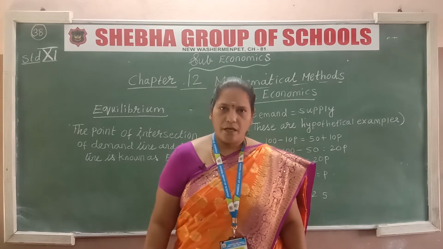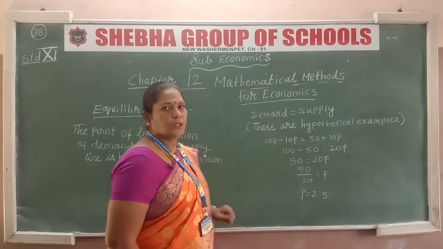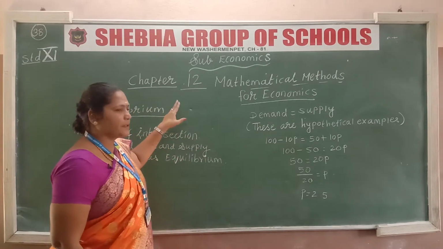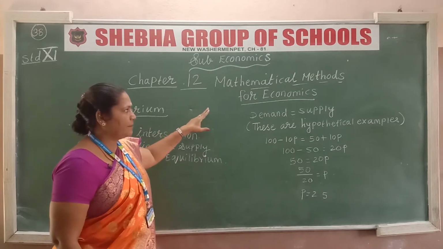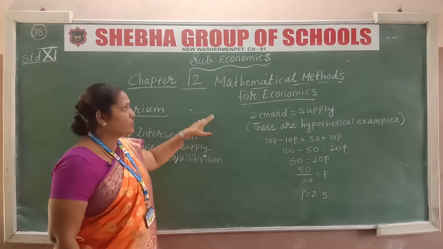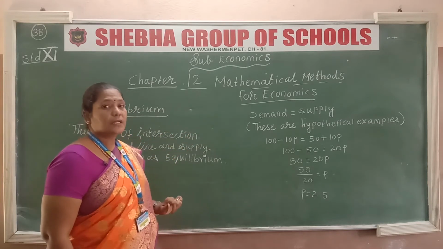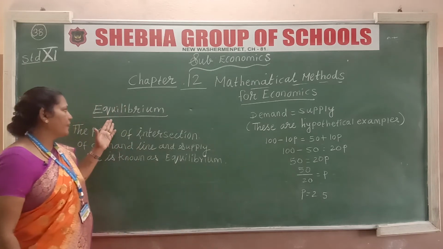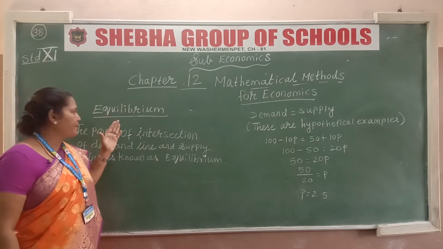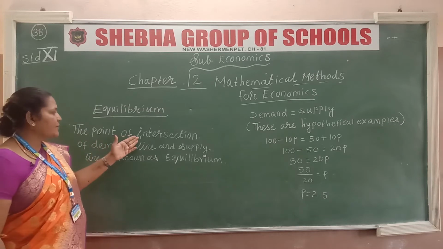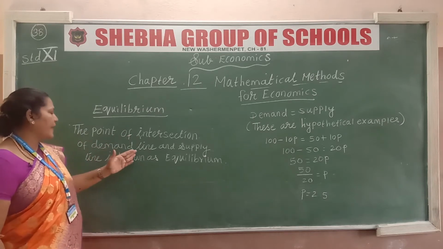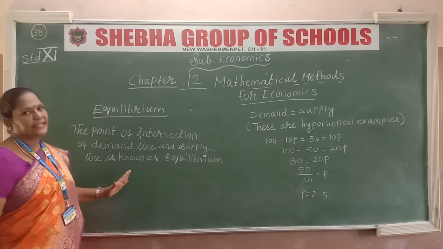Our subject is economics. So today we are going to see chapter 12, mathematical methods for economics. In these mathematical methods for economics, we are going to discuss equilibrium. So what is equilibrium? The point of intersection of the demand line and supply line is known as equilibrium.